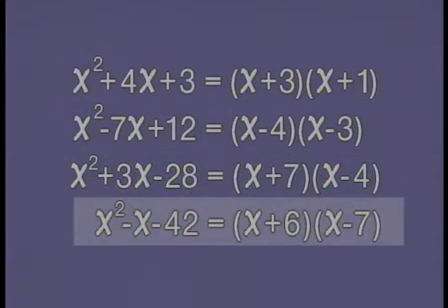The last line, x squared minus x minus 42. The last number is negative 42. It's a negative number, which tells us what? It tells us that the signs are opposite. The middle term is negative 1, which tells us that the negative number is larger. I need two numbers that multiply to be 42 that subtract, opposite signs, subtract to be 1. 7 times 6 is 42. 7 minus 6 is 1. And again, the 7 must be the negative. The negative must be the larger. So I got x plus 6 times x minus 7.